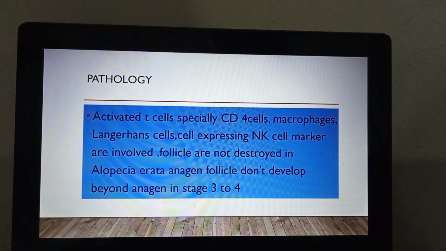Pathology. Activated T cells, especially CD4 cells, macrophages, Langerhans cells, and cells expressing NK cell markers are involved. Follicles are not destroyed in alopecia areata. This is a very important thing. Follicles are not destroyed in alopecia areata. It means the patient of alopecia areata may regain hair again, subject to conditions. Anagen follicles do not develop beyond anagen stage 3 or 4.